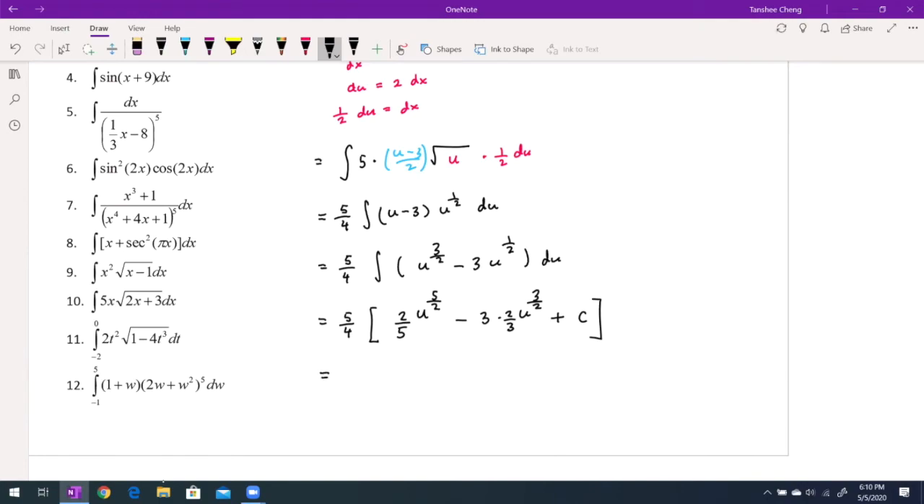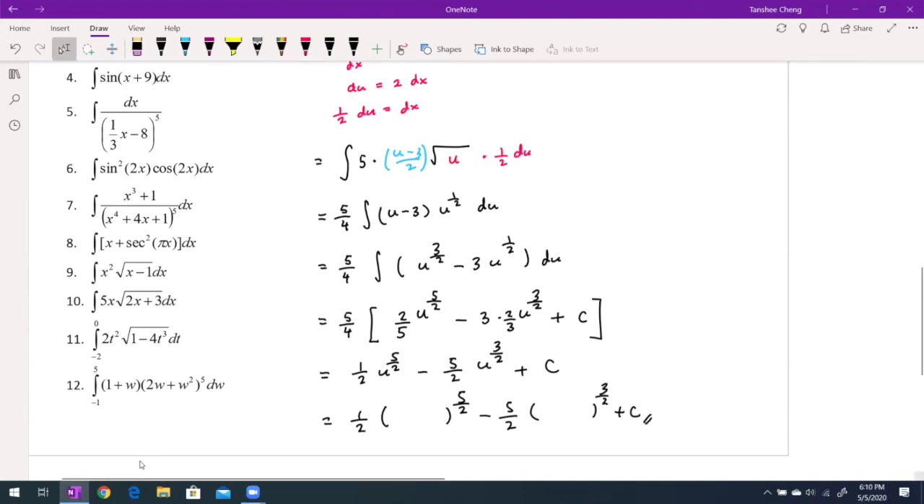So now, when I distribute it, this will become 1/2 u to the 5/2 minus, this 3 and 3 reduce, so that I have 2 left. 2 times 5/4 is 5/2 u to the 3/2, plus a constant. A constant times another constant is a bigger constant, right? Or a smaller constant. So finally, my final answer will be substituting this u with the original. So my substitution will be what? My u will be equal to 2x plus 3. 2x plus 3. Right? And that will be my final answer.